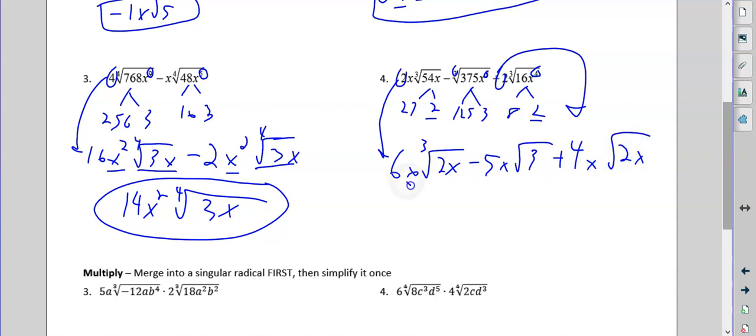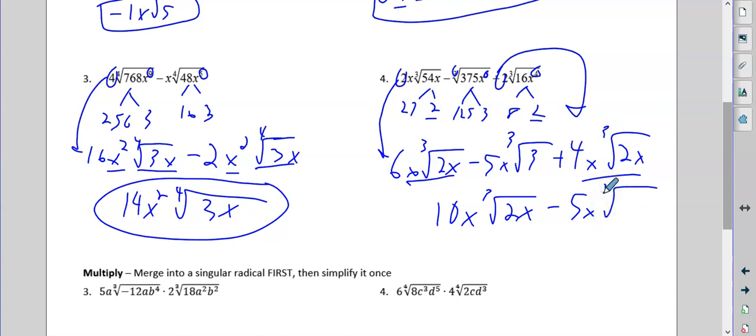So notice those will combine. So 6 of these plus 4 of these is 10 of these. 10x cube root of 2x minus 5x. Don't forget that cube there. I forgot them there. Not in the final answer, but it's good to bring them down all the way if you can. Sorry, that should be a 3. I was looking at the wrong radical. And that's our final answer.